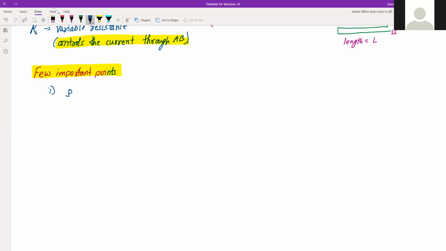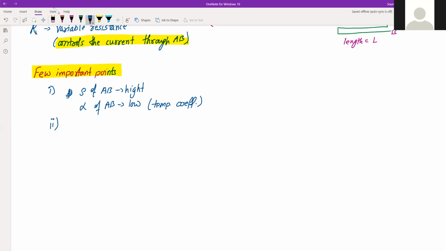Rho, that is the resistivity of AB, should be high, but the temperature coefficient, that means alpha of AB, must be low. So we should know what alpha is. Resistivity is resistance per unit length per unit area, and alpha, that is the temperature coefficient, actually gives us an idea about how much increase in resistance there will be per unit temperature. So obviously its resistance must not change much with change in temperature. That is for the ideal situation.